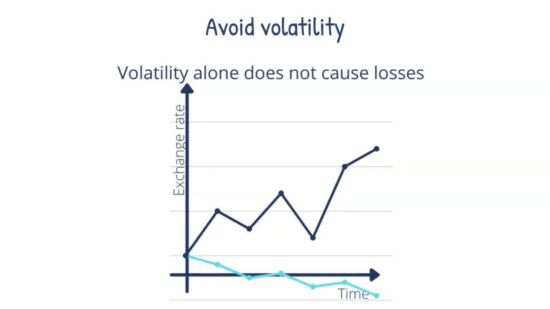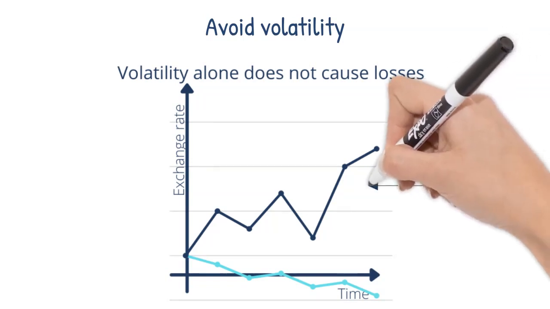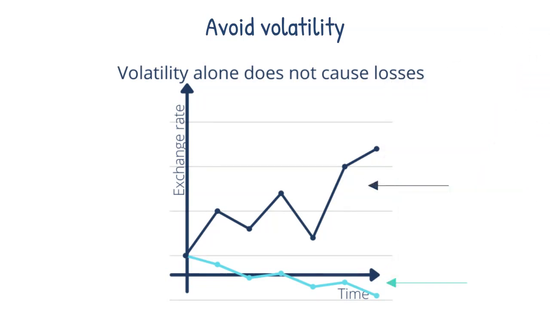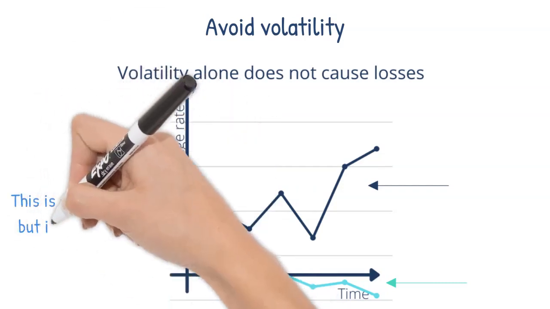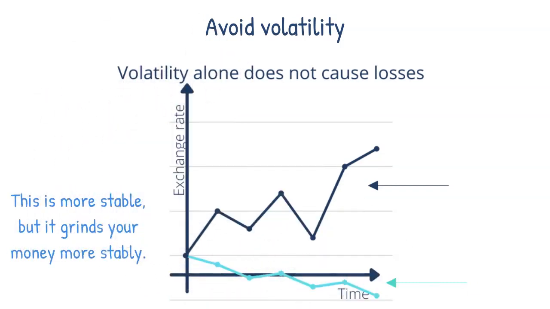If you look at the picture, you can see that dark blue has a much higher volatility than light blue. An investment marked in light blue is more guaranteed to generate a loss for you, even with lower volatility.